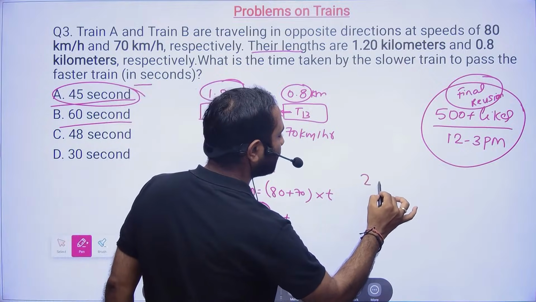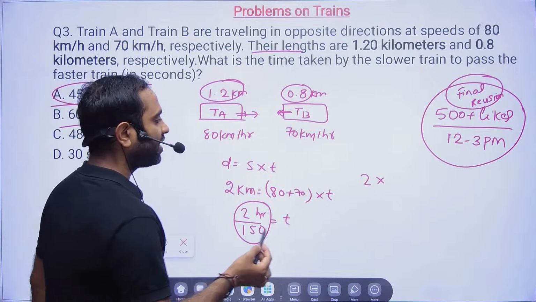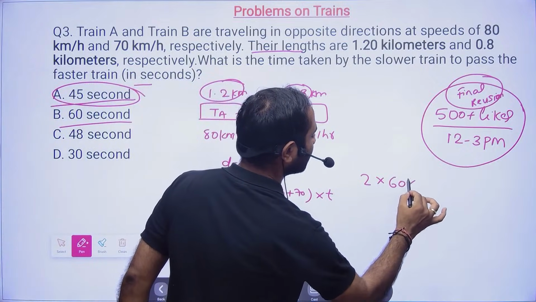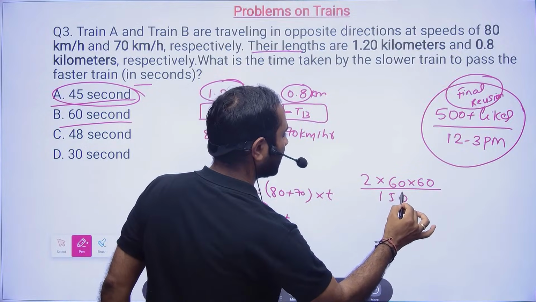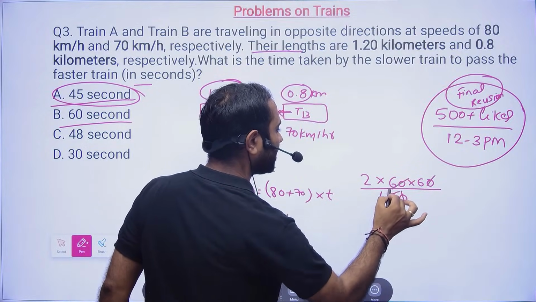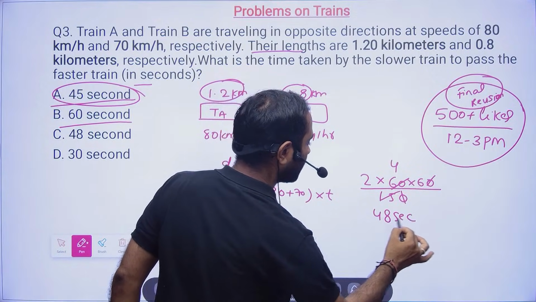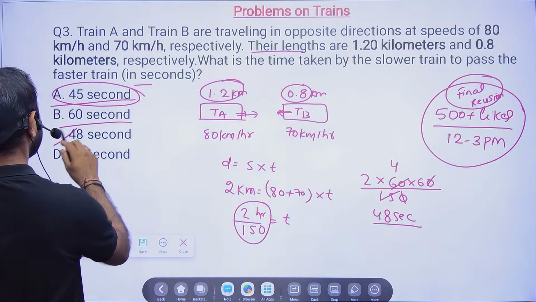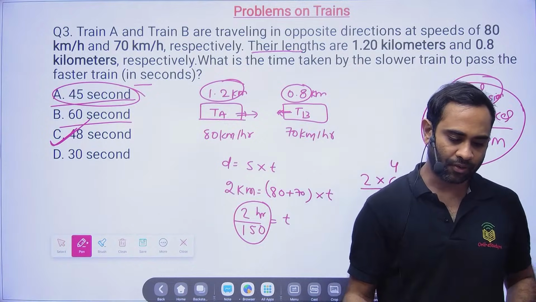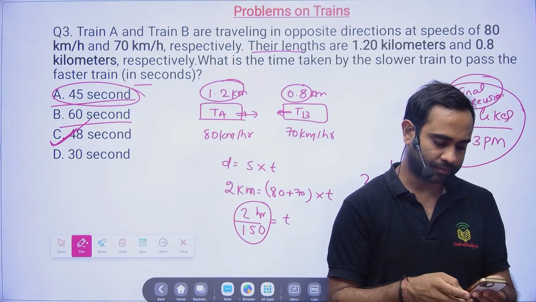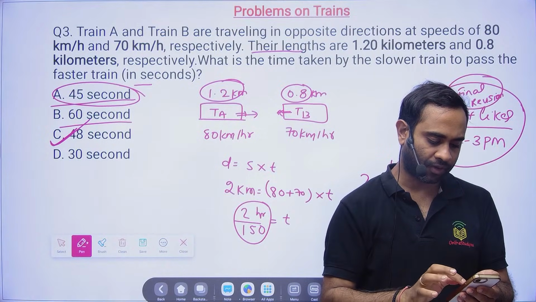Now, to convert hours into seconds: in 1 hour there are 60 into 60 seconds, divided by 150. So the 10s cancel, 15 4 ja 60, 2 4 ja 8, and we get 48 seconds. So option C is the correct answer for this problem. Let me know if it is clear for all of you.